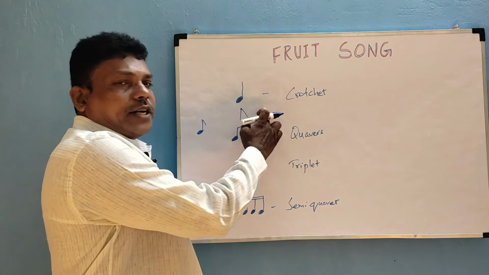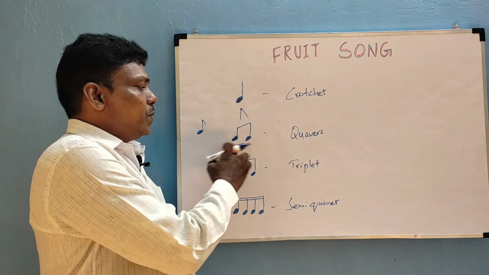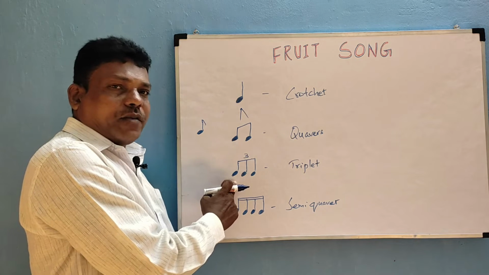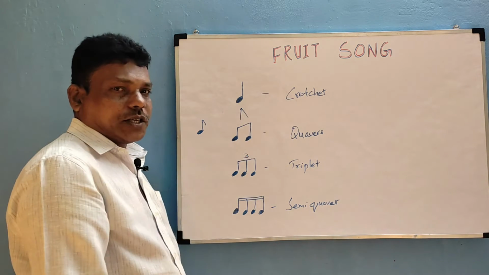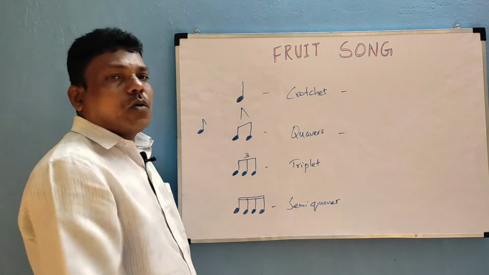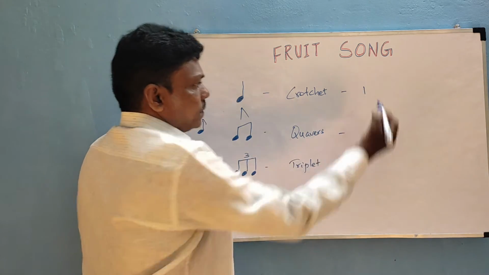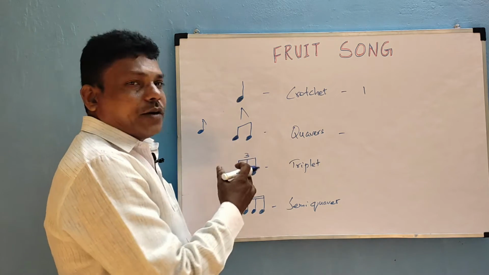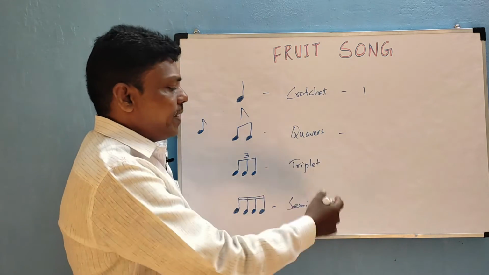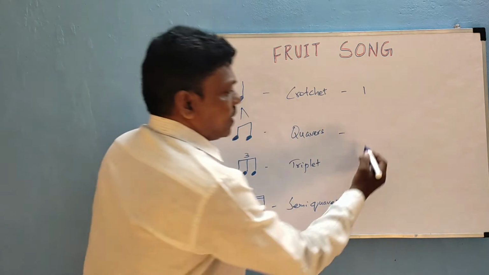So a crotchet is equal to 1 beat, 1 count. 2 quavers is also equal to 1 crotchet beat. 3 quaver triplets is equal to 1 crotchet beat. 4 semiquavers is equal to 1 crotchet beat. So for 1 crotchet beat, we'll just count like number 1. If you are having 2 quavers, within that beat you have to pronounce 1 N. Let's think all the values are coming on beat number 1. Okay, so 1 N.